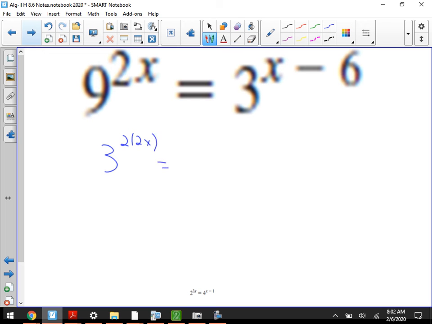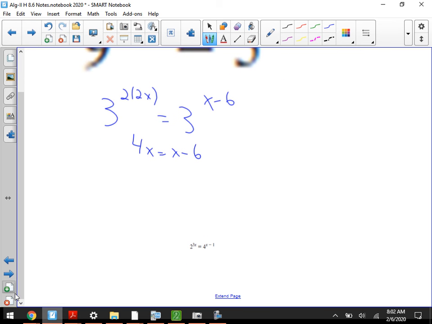2x. And once again, are the 3's the same base? They are. Exponents drop. You wind up with 4x. 4x equals x minus 6. This gives me 3x is negative 6. X is negative 2, I believe.